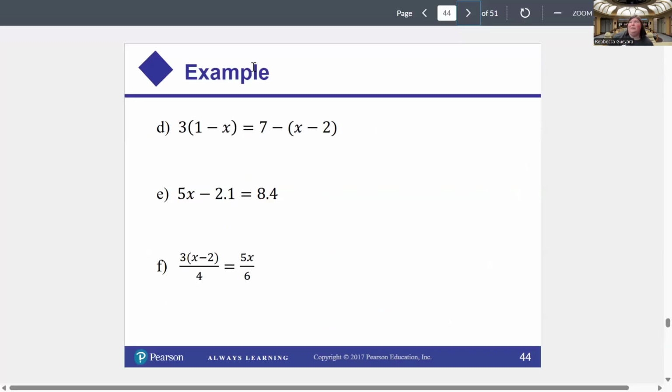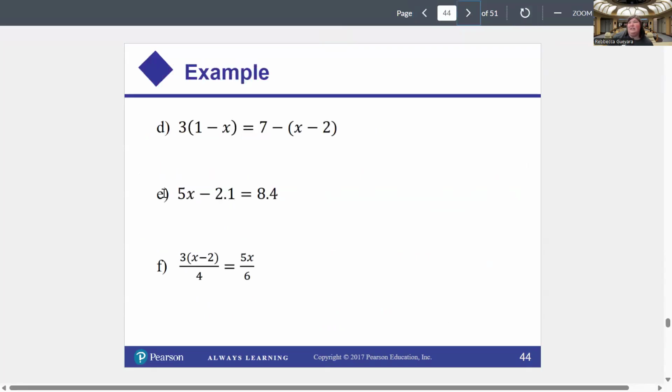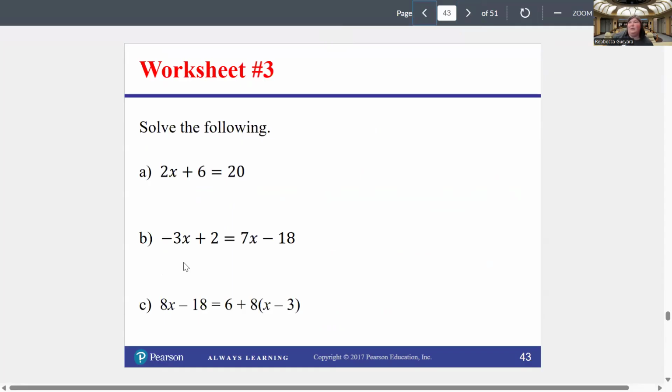So this should be on your worksheet, but this is still part of your problems. So you should have these problems A, B, C, D, E, F. So take a couple minutes or however you need, attempt all of these, and then come back and we'll work through these problems.